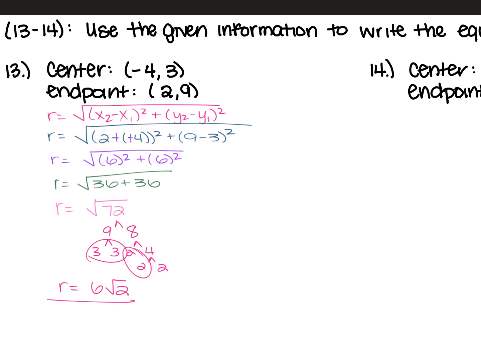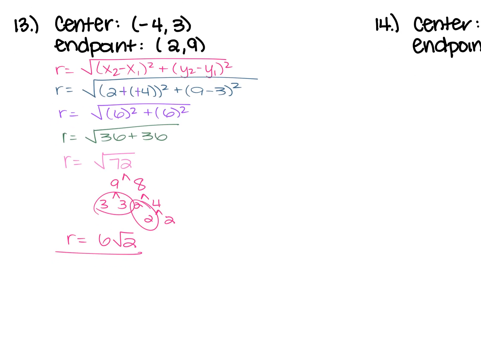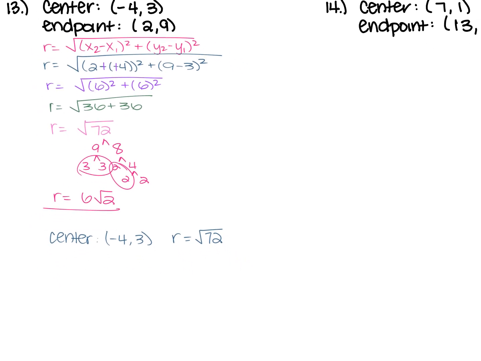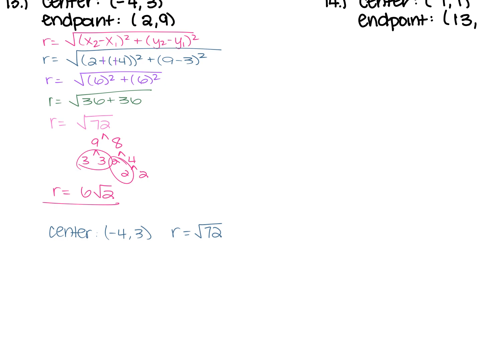So for the equation of a circle, you need your center, which we said in the beginning that was negative 4, 3. And you need your radius, which we said was the square root of 72. The reason why I tell you to use the square root of 72 is because you're going to have to end up squaring that. So it's a lot easier to square that than it is the 6 square root of 2. So use these two things in your equation of a circle in that x minus h squared plus y minus k squared is equal to r squared.